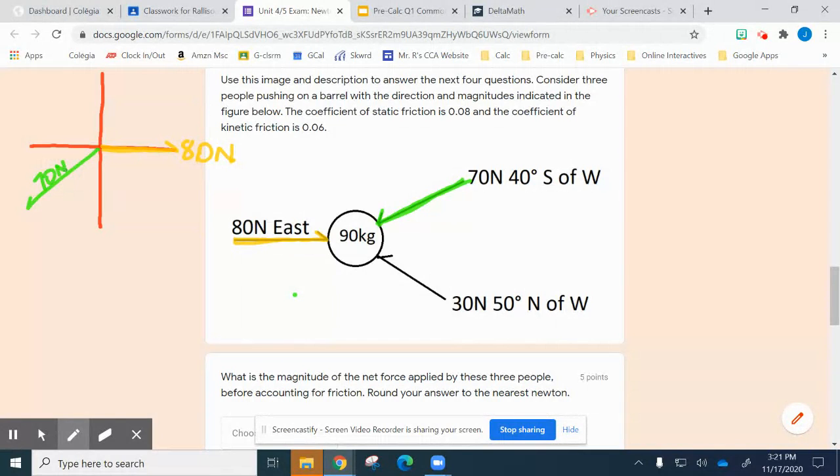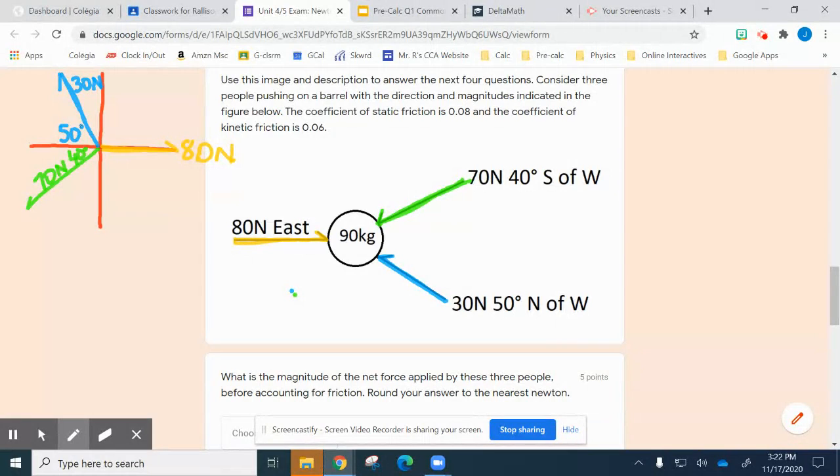And we know that this angle is going to be 40 degrees, okay? I wish it had a smaller pen. And let's pick another color for this. So this one is 30 newtons, and it's 50 degrees north. So 45 is halfway between north and west, so 50 degrees north is going to be about like that. So that'll be 30 newtons, and that's going to be 50 degrees north.